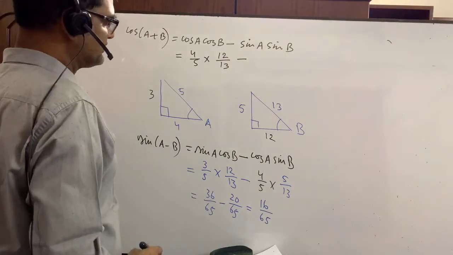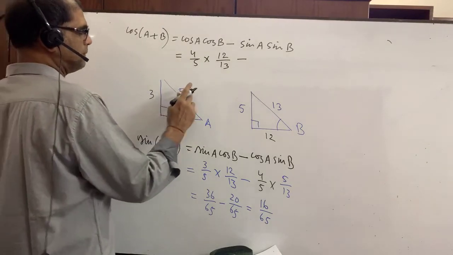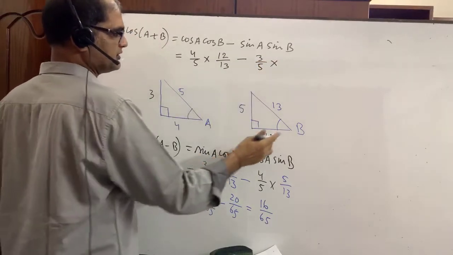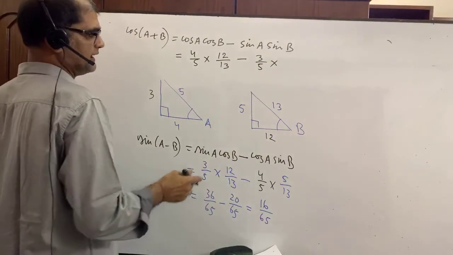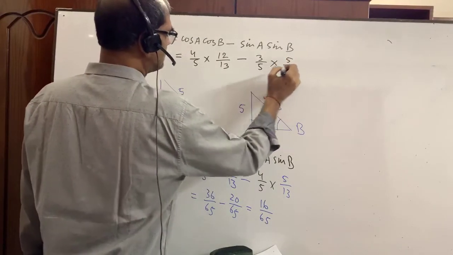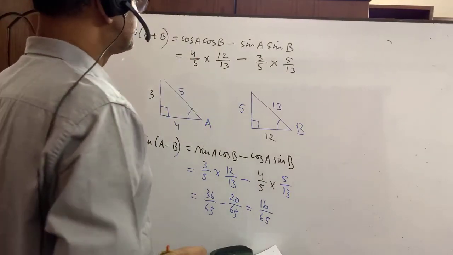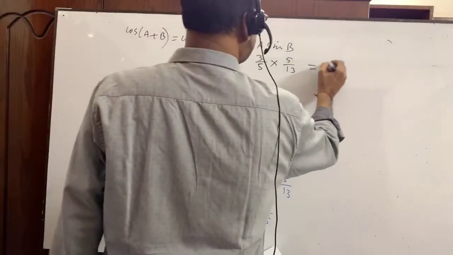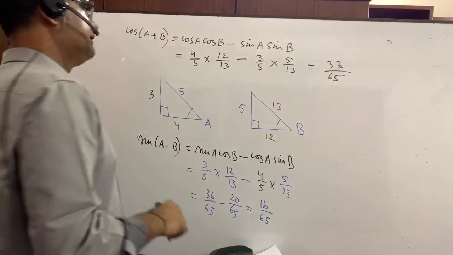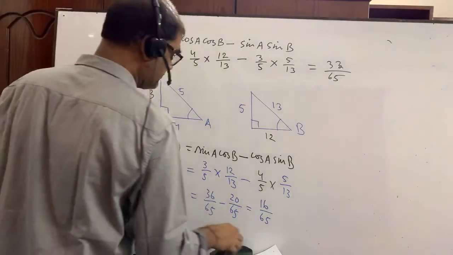Then we can write sin A. What is sin A? Perpendicular by hypotenuse, that is 3 by 5. What is sin B? Sin B equals to what? 5 by 13. Now you calculate. 4 12s are 48 minus 15. That is 33 by 65. That is the math. Okay.